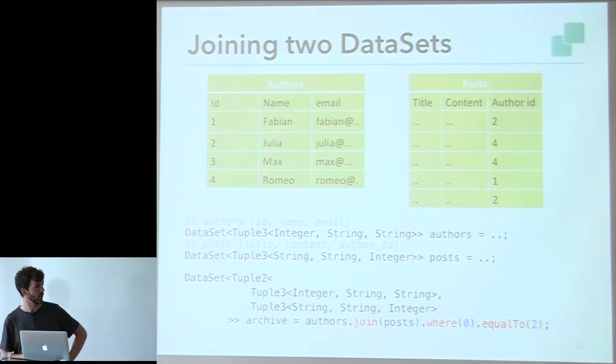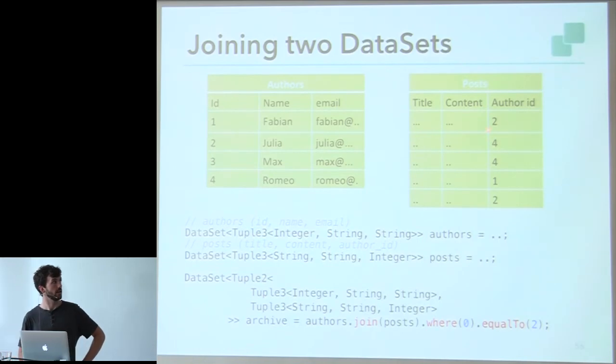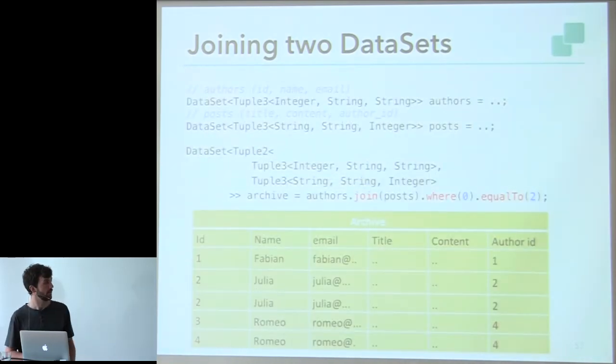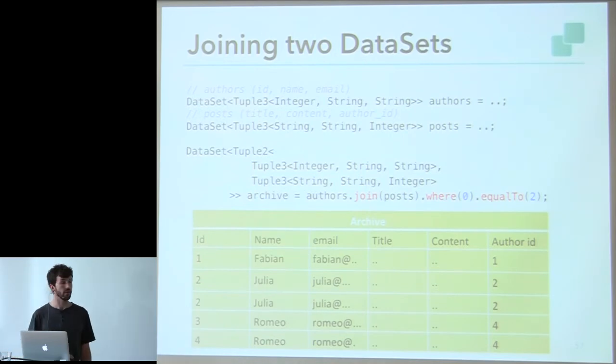So what we do is we do authors join posts, and we specify the join key on the left side and on the right side. So we would specify 0 here because ID is the first field, and 2 on the right side because author ID is the third field here. And what we then get is basically a new data set which contains the results of both data sets where the keys matched. We can see here Julia's post and Romeo's post. And this is a bit bulky because you actually get a Tuple2 which contains both types of the input data sets.